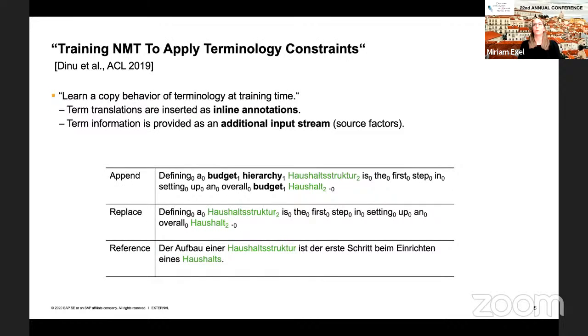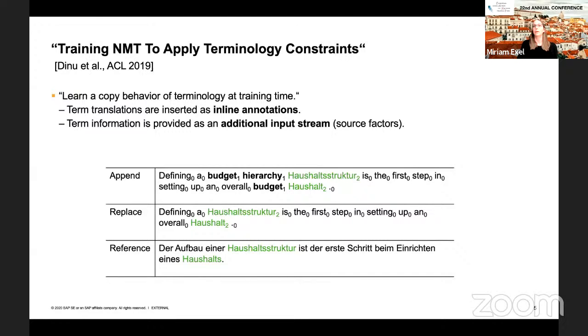So here is quickly how the approach works. The underlying idea is that the model is supposed to learn a copying behavior of the target terminology from the source to the target. This works because the target terms are inserted into the source string during training and during decoding. They can either be inserted right after the respective source term, which is called the append method, or they can replace the respective source term, which is called the replace method. We've experimented with both methods, and you will see results later.